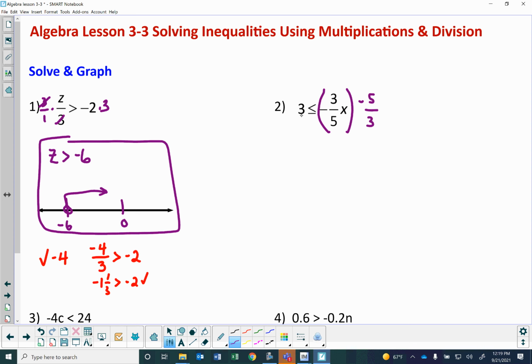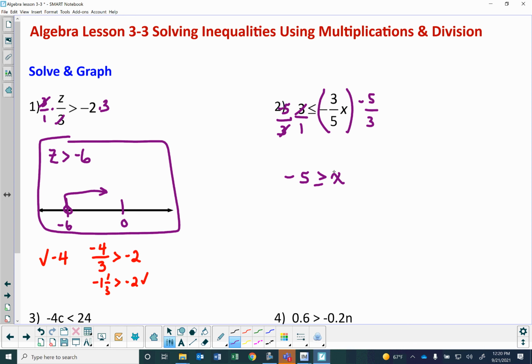Okay, over here on the left-hand side, any whole number can be written as a fraction over 1. So I'm going to multiply this by -5/3. So these 3's will cancel out, and I get -5. Since I multiplied by a negative number, my inequality symbol must switch: -5 is greater than or equal to x.